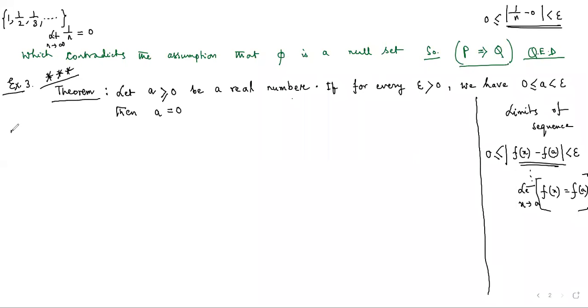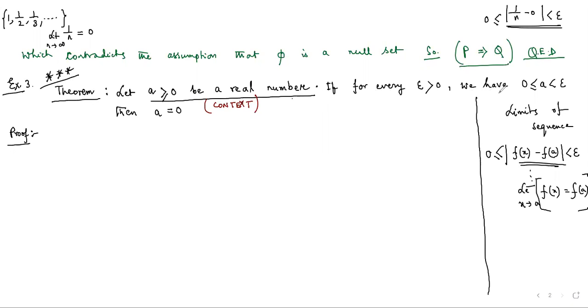chapters. We are going to prove this particular result with the help of contrapositive argument. Okay. Now, we want to show that a equal to 0. This is true. And the premise, the context, is that we are talking about real numbers. So my context is the set of real numbers.